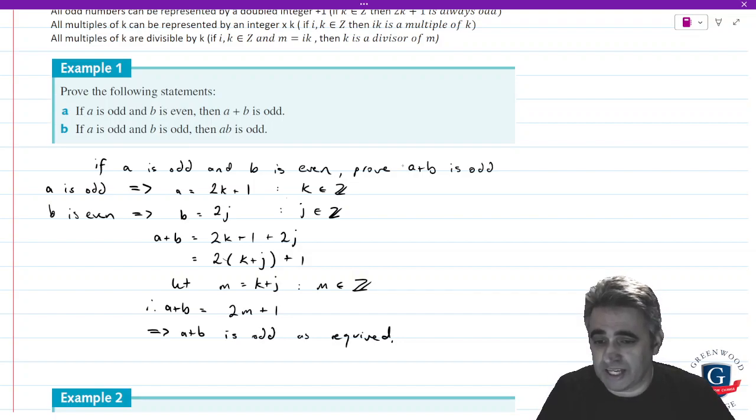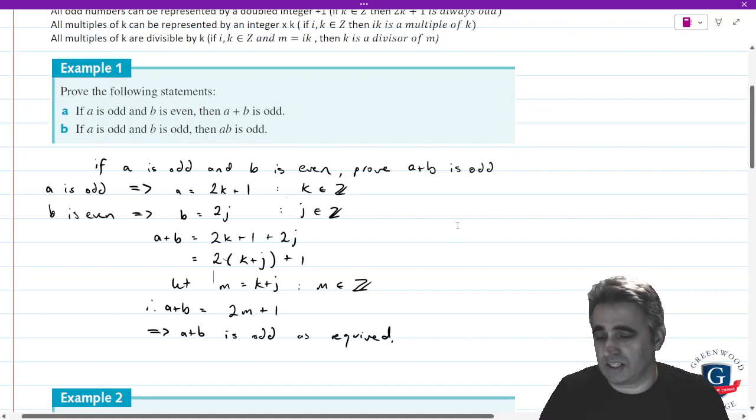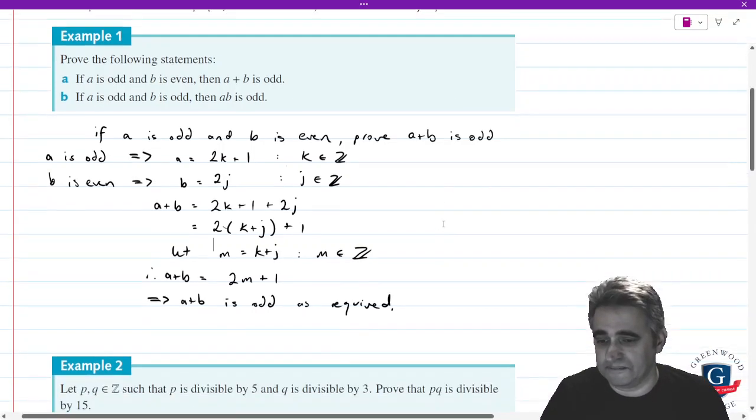So if I substitute m for k plus j, rather than having two integers adding together, I can just say that m is the integer that's formed by adding them together. And thus I get a statement 2m plus 1. Now if I have an integer and I double it and add 1 to it, I know that it's going to be odd. So I can say, therefore, a plus b is 2m plus 1, which implies that a plus b is odd by the property that we have here at the top, as required by the question. And we finish the first one. And what you'll notice is that this sort of proof tends to lend itself to a pattern.